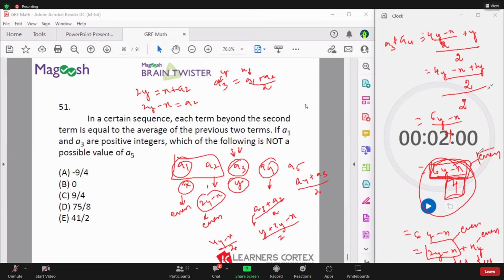So if this is even and it is upon 4, this can be the answer, this can be the answer, this as well can be the answer. However, this particular thing cannot be the answer, because here the denominator is 4. It cannot increase to 8. It can reduce to this, it can also reduce to this, but it cannot increase to this particular value. So D would be the answer. Does that make sense to everyone?